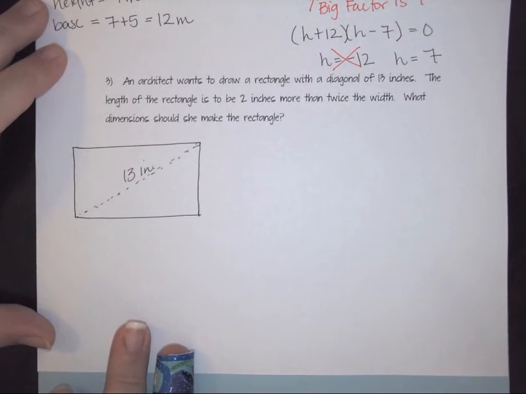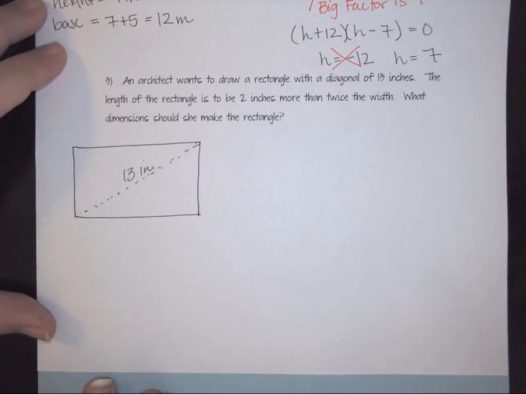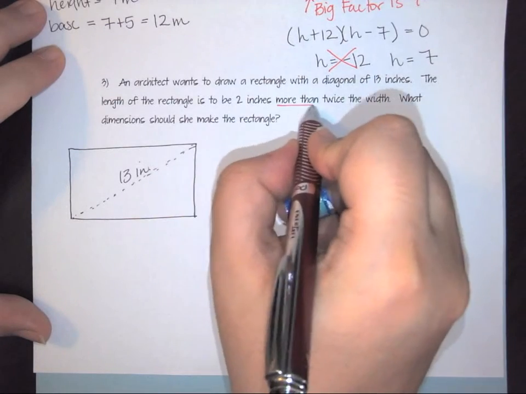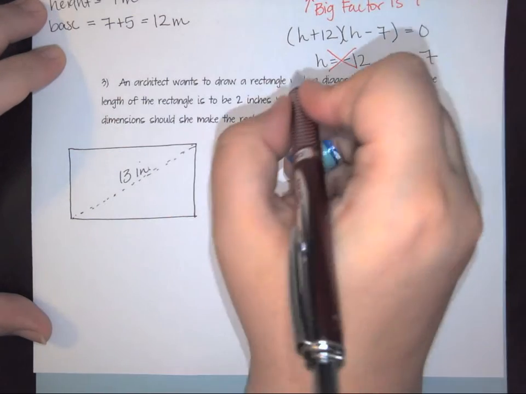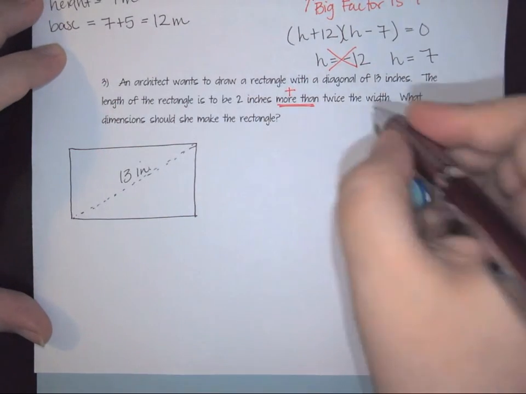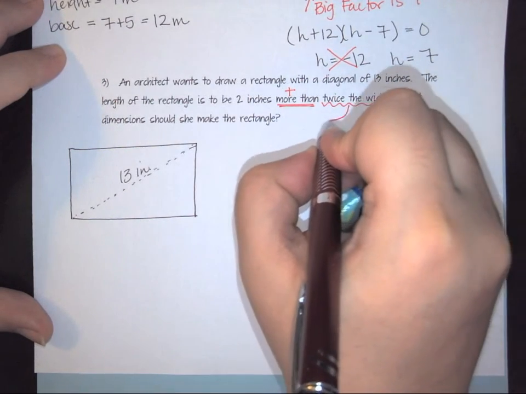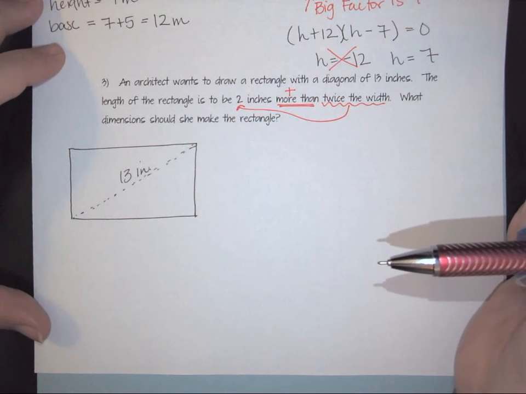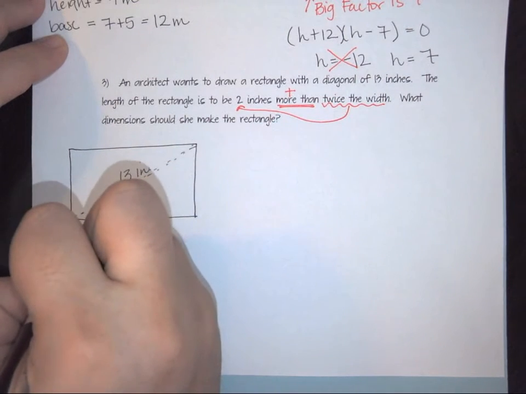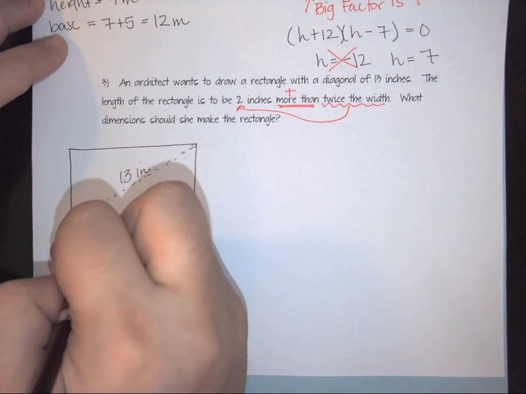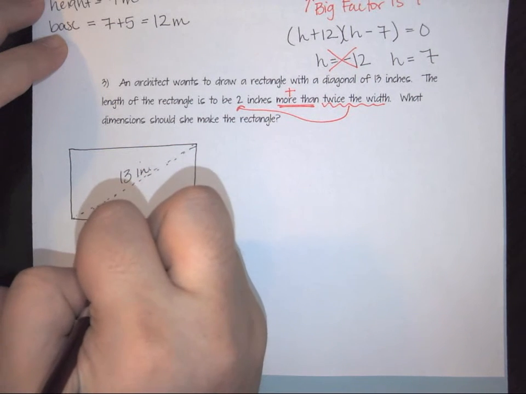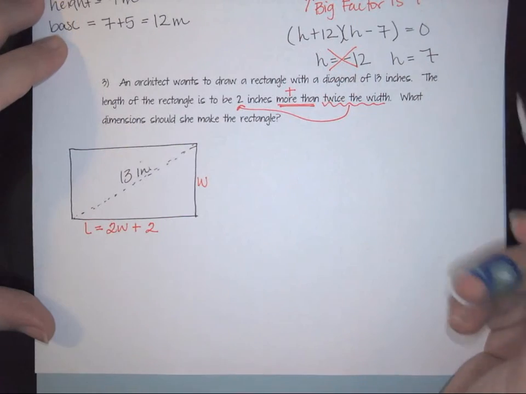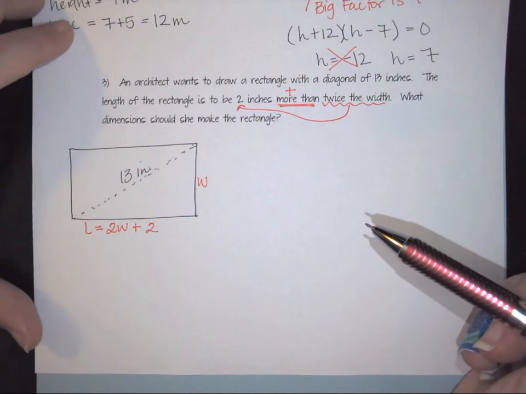We're told that the length of the rectangle needs to be 2 inches more than twice the width. So again, if you look, we have this more than piece. More means we're going to add. This twice the width part has to go before the 2 because it's a turnaround phrase. So this means the length of the rectangle is going to be twice the width plus 2 more inches. And then that means this is my width. And it says, what dimension should she make the rectangle?